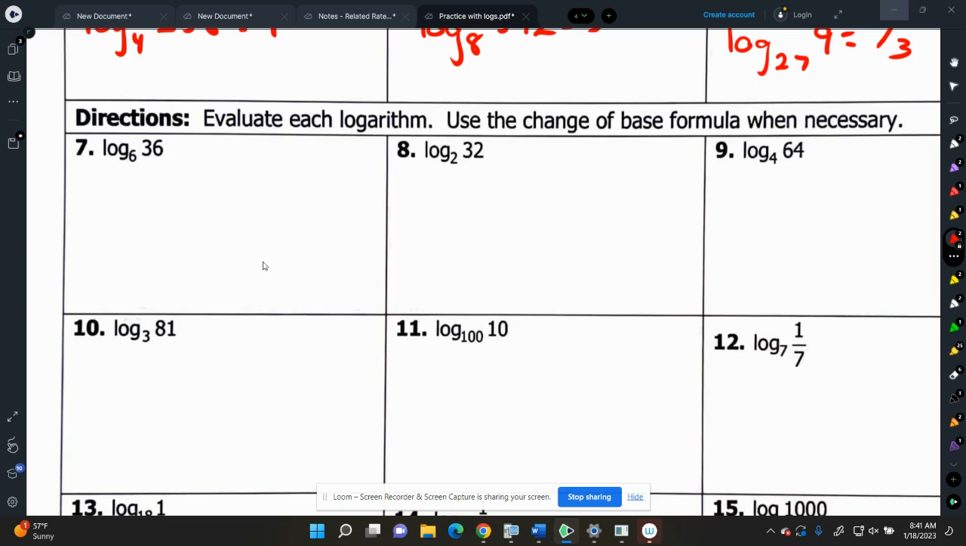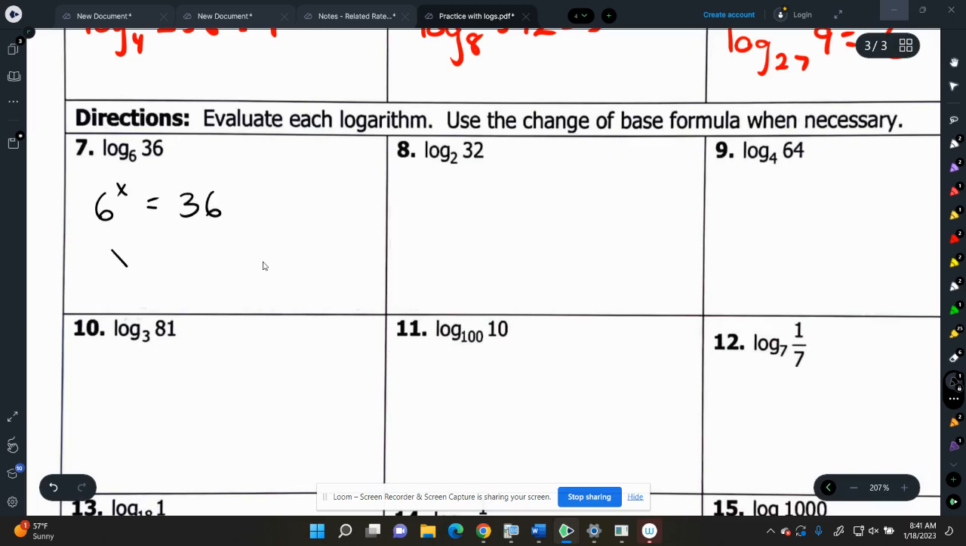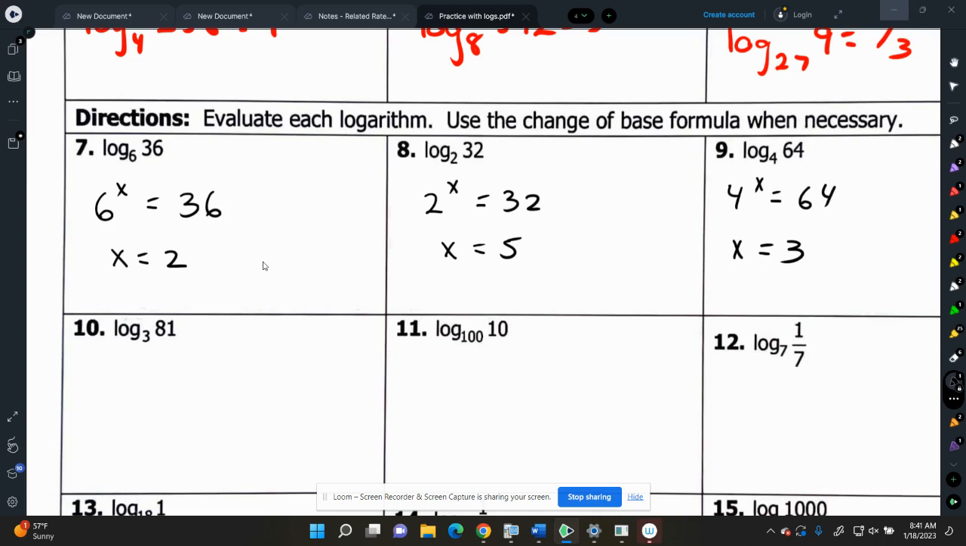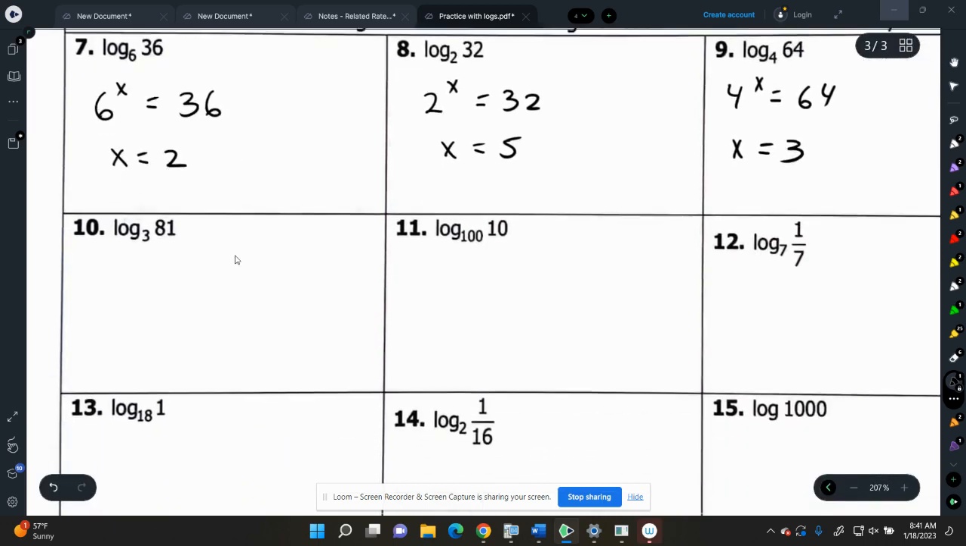Okay, so the way we're going to do these problems, we're basically going to set up an equation. We're going to use the definition of the logarithm, put it into exponential form, and we're going to say 6 to the x equals 36. Well, we know that 6 to the 2nd is equal to 36, right? 2 to the x equals 32, so we get x equals 5. 4 to the x equals 64, so x equals 3. We good so far? Okay.